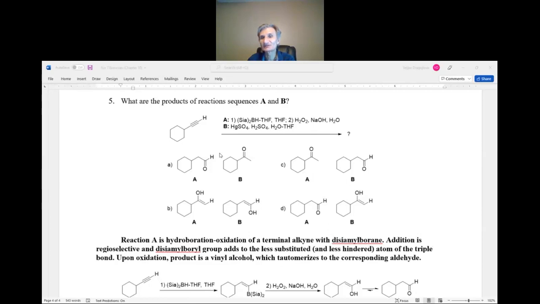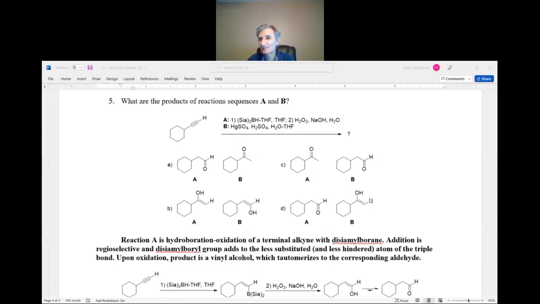Then the question is which one is correct for reaction B? And B is oxymercuration demercuration. Oxymercuration demercuration proceeds according to Markovnikov's rule, where oxygen adds to the more substituted carbon of the triple bond and hydrogen to the less substituted. And now the products are methyl ketones. And B is a methyl ketone.